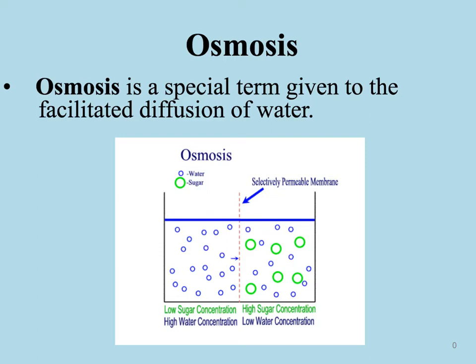So in the slides that are on Blackboard, you'll see that this level over here is going to get lower as the water moves over to this side, and on this side the water is going to move to a higher level until equilibrium is reached, when the concentrations are equal. So know that osmosis is a type of facilitated diffusion, and it is simply the movement of water across a selectively permeable membrane.